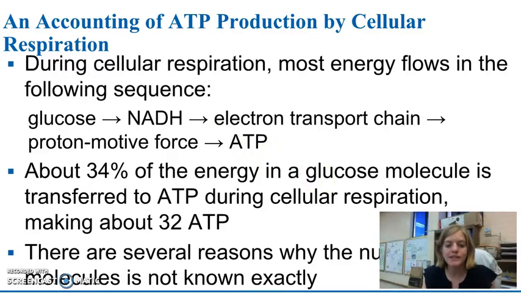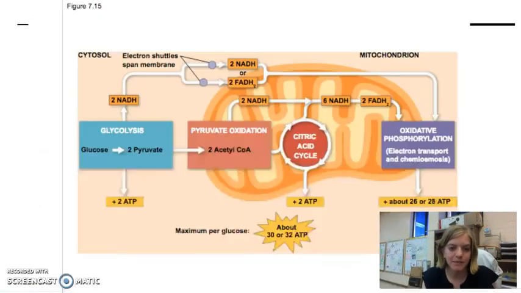Once the entire process of cellular respiration is done for one glucose molecule, as that energy is transferred, we end up with about 32 ATP. And there are several reasons why this number is not known exactly. Depending on the type of reaction and what's going on in the cell, the number can change a little bit. So I updated the numbers here to reflect what you see in your textbook. But just know the number is not always exact.